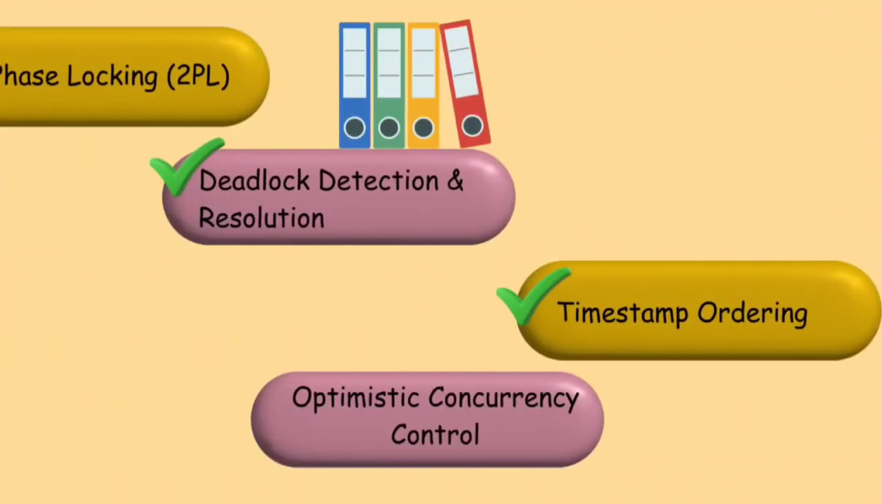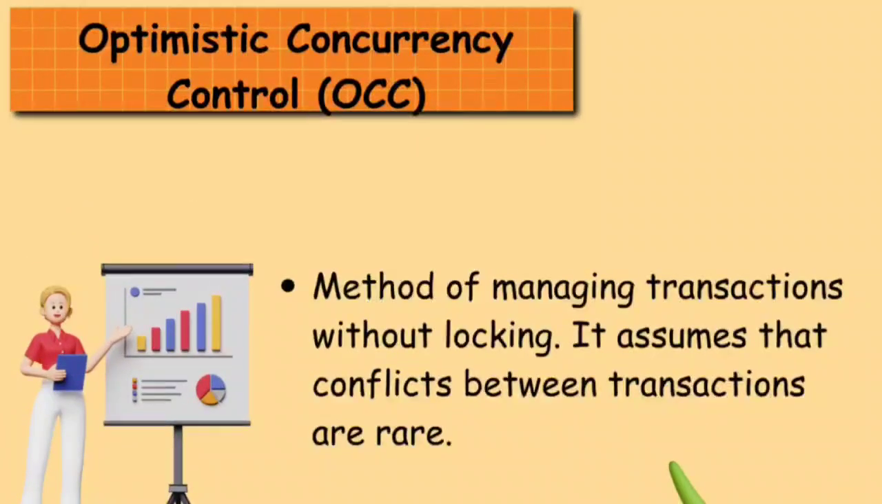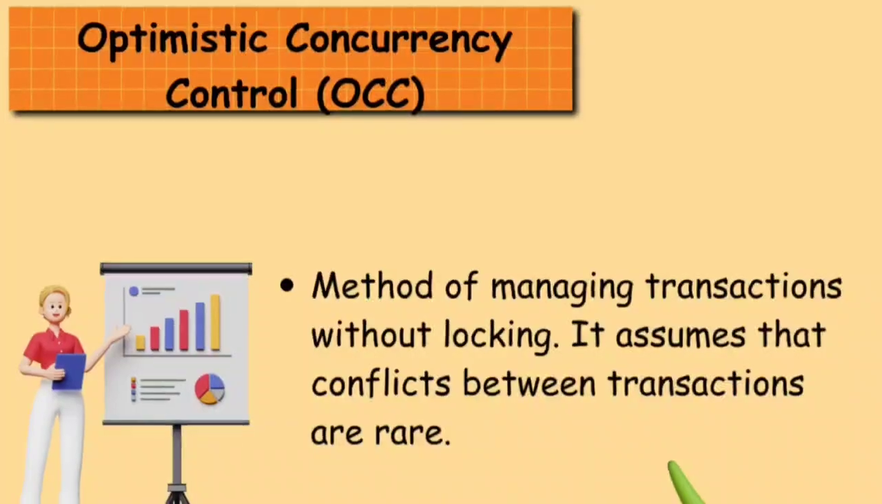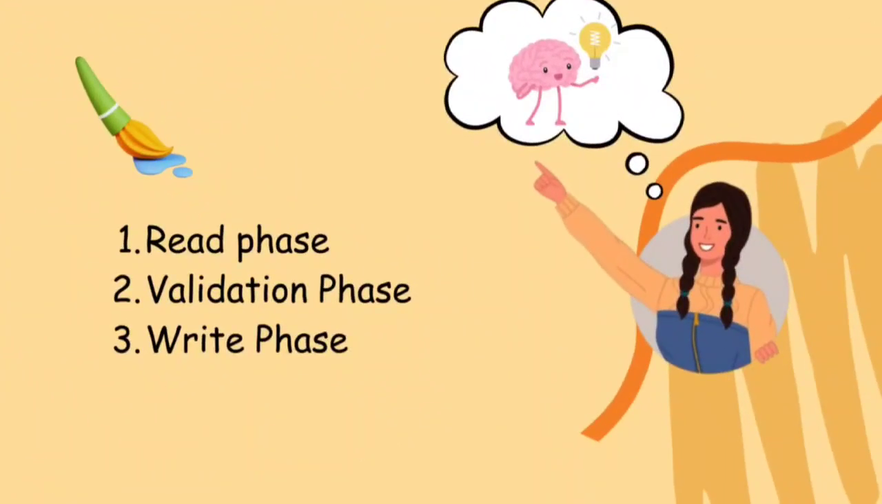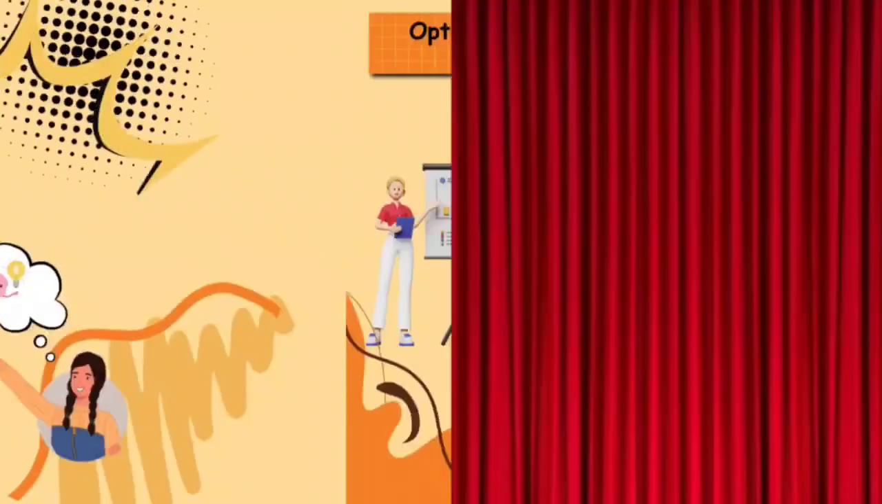Next is optimistic concurrency control. Did you know what optimistic concurrency control is? Well, it's a method of managing transactions without locking. It assumes that conflicts between transactions are rare. There are three phases of optimistic concurrency control, which are the read phase, the validation phase, and the write phase.